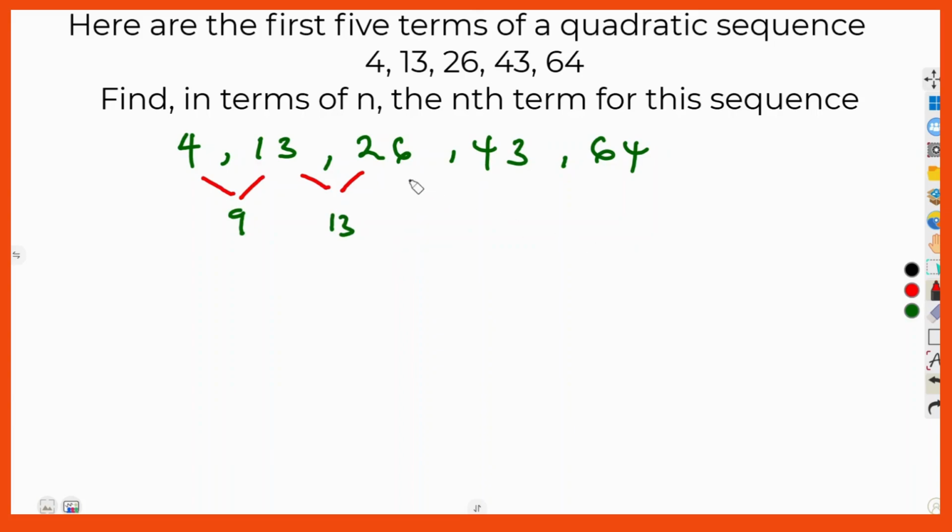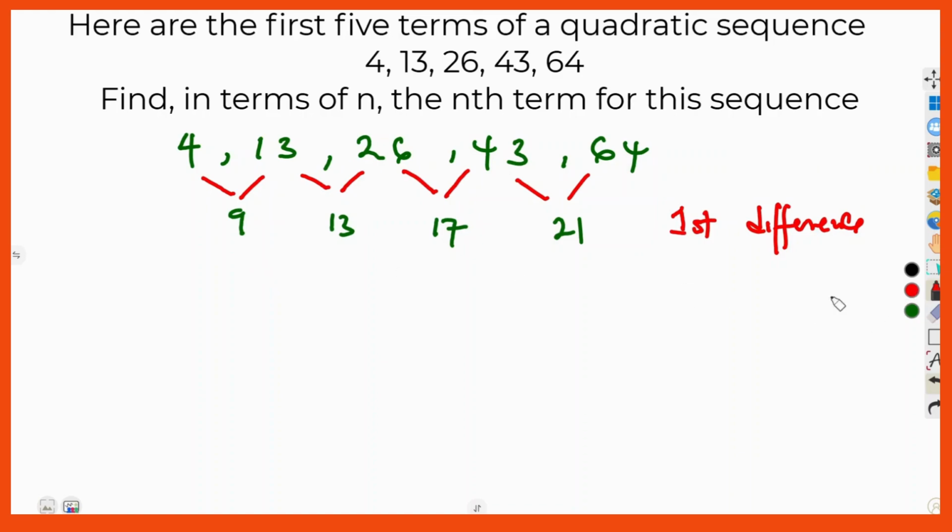The next difference is going to be 17. And the last difference, this would be 21. Now, of course, you know that these are the first differences. And now we go to the next difference.